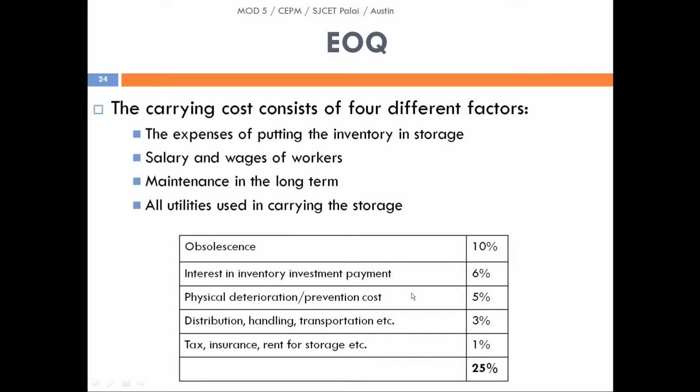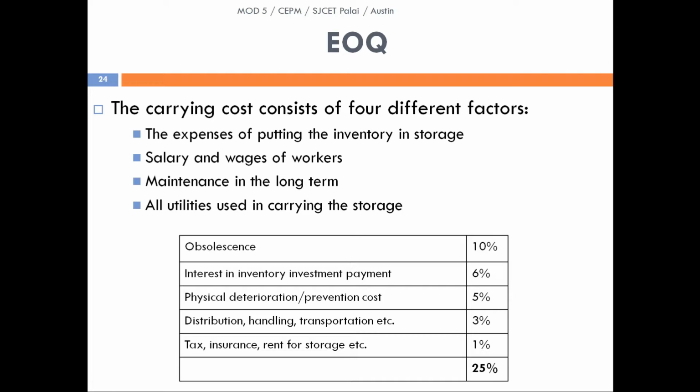So for example, this 25% can be formed from various factors like obsolescence. Obsolescence means the reduced value over a period of time. If we have to store the material for about say 5 years, and after the 5 years the value of the material gets degraded from its initial value, that has to be taken into consideration, and it is accounted for about 10%. Then interest on inventory investment payment, physical deterioration that can occur 5%, distribution or handling or transportation 3%, tax, insurance or rent for storage etc. accounts for about 1%, altogether summing to around 25%.